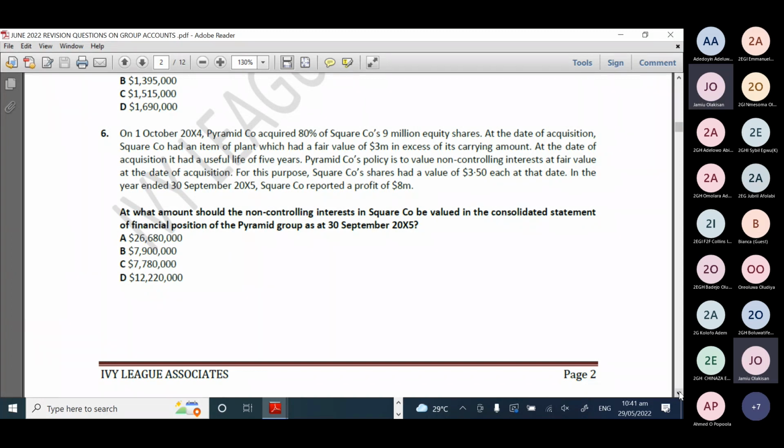Parent company is Pyramid, right? Yes, sir. Subsidiary is Square. The said parent company acquired 80% of 9 million equity shares of Square, right? Yep. That means the balance of shares in the hands of the minority shareholders, called NCI, is 20%. So 20% of 9 million will give us the number of shares in their hands. Then what do we do? We multiply that by the market price of the subsidiary Square share at the date of acquisition, which is 3.5.